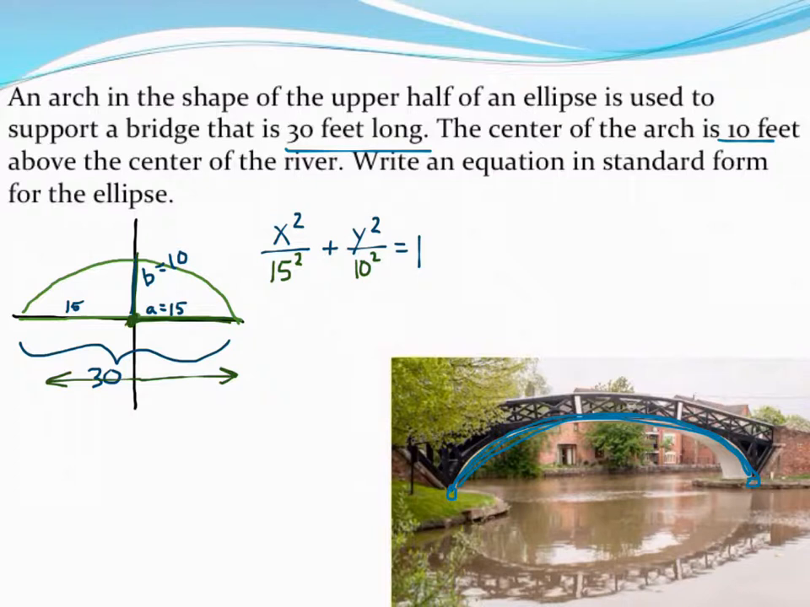From here, let's just clean this up a little bit and simplify. So x squared over 225, if I square 15, plus y squared over 100, equals 1 would be a way to describe the equation of this, at least the upper half of an ellipse that represents the bridge.